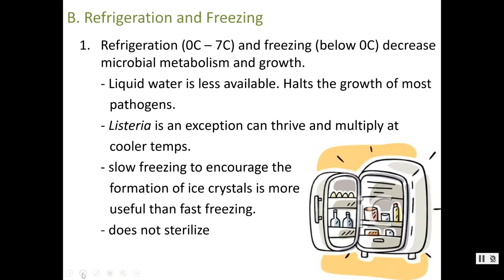Okay, so let's go ahead, and this video might get a little long, but let's finish up the physical methods. A lot of these are things that you'll understand and know and deal with. So let's keep going. Refrigeration and freezing, using temperature to control microbial growth.